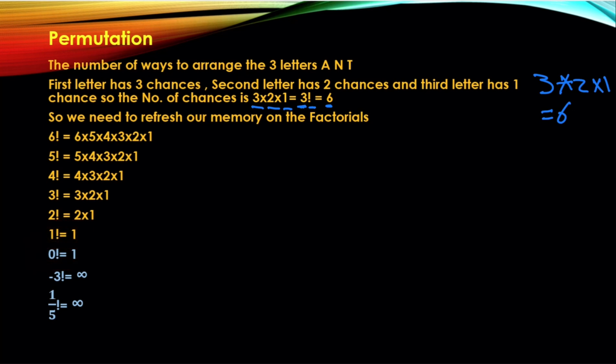Okay? There is no factorial for negative numbers. Any factorial of a negative number is infinity; it will give you an error, you cannot use it. There is also no factorial for fractions. If you have a fraction, it will be infinity also. So I want you to keep these three in your mind: factorial of 0 is 1, factorial of a negative is infinity or error, and factorial of 1/5 is infinity as well.